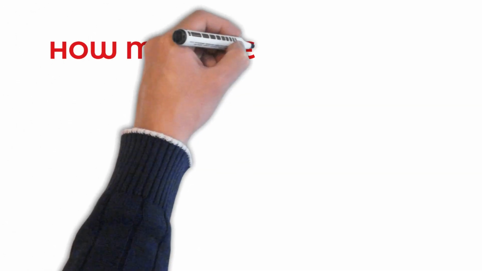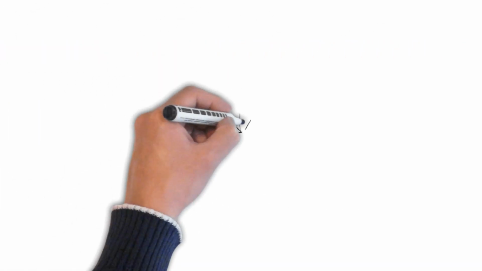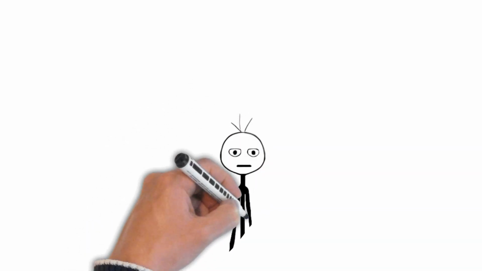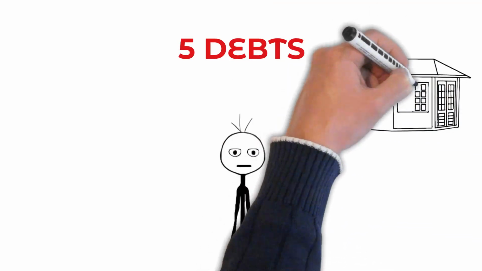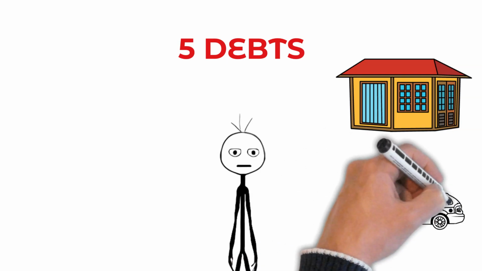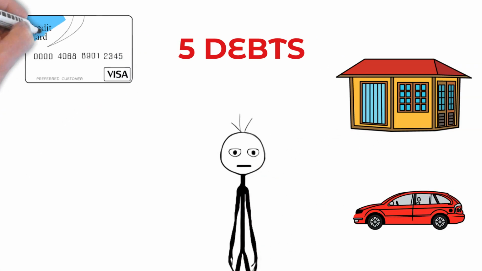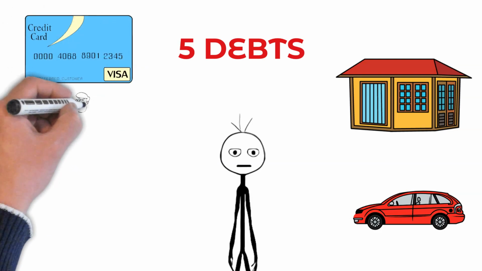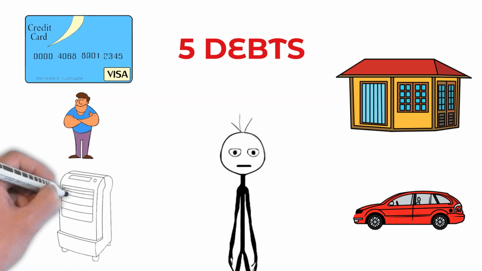simple. The first thing to do is to identify how many debts we have. To do this, let's use a practical example. Bob has 5 debts. He has a mortgage for €20,000, a credit for a car for €10,000, a credit card with a balance of €1,000, a debt with a private lender for €800, and the last debt is a commercial house for an appliance of €300.